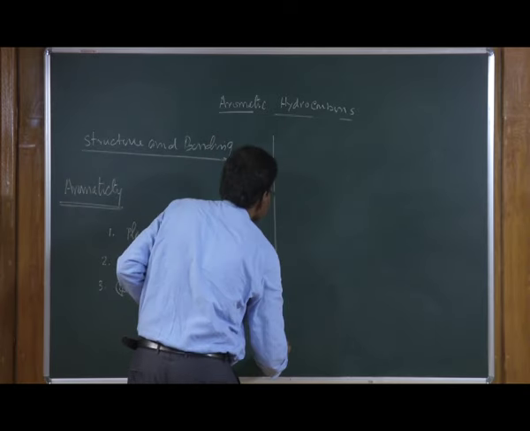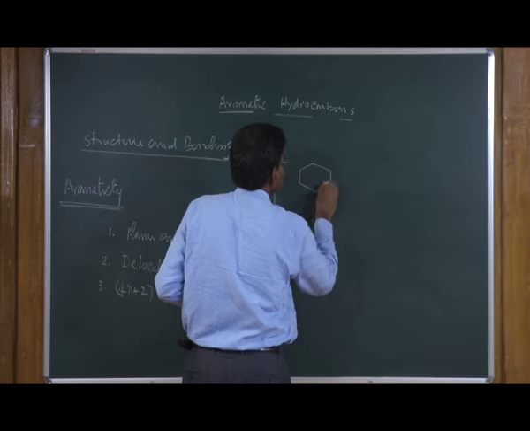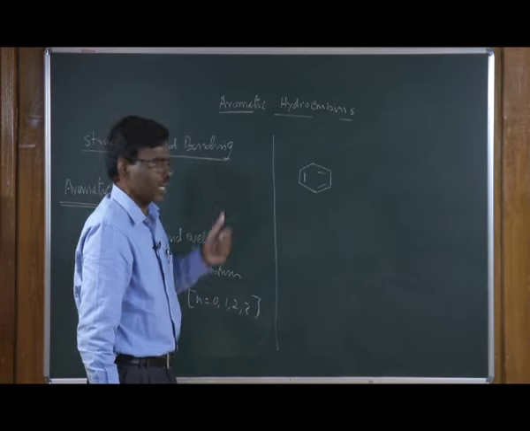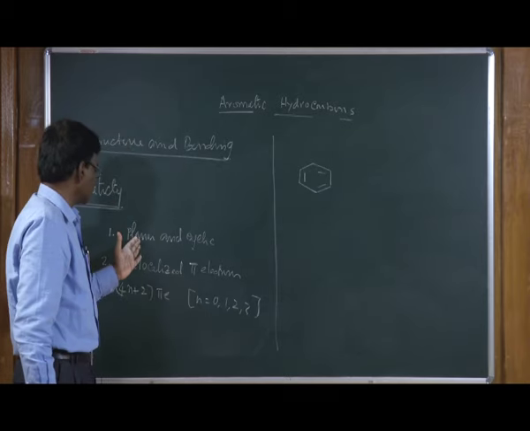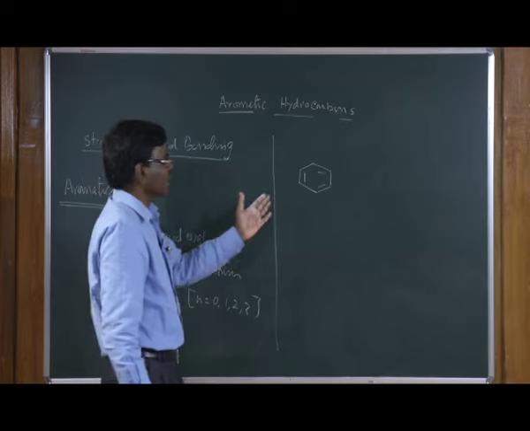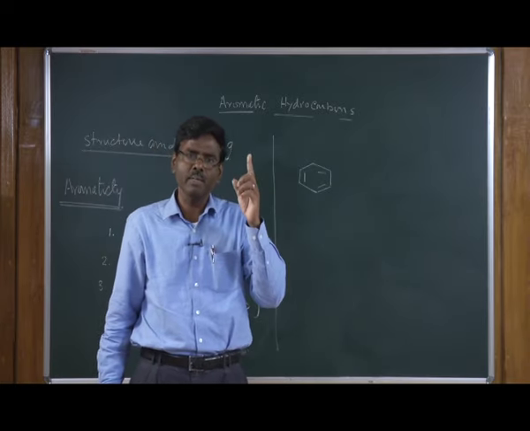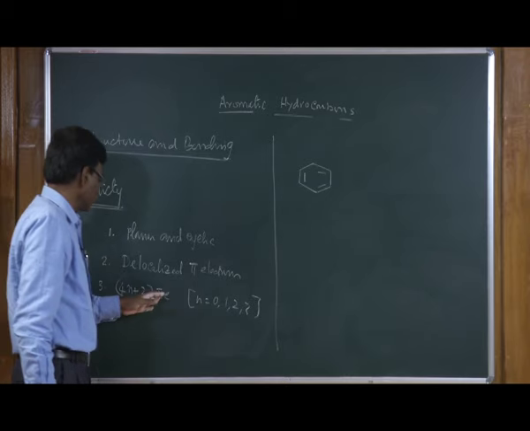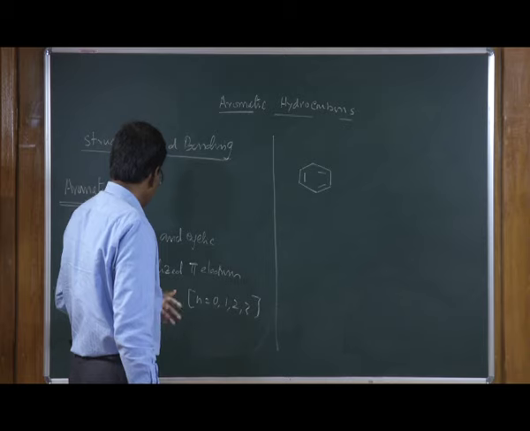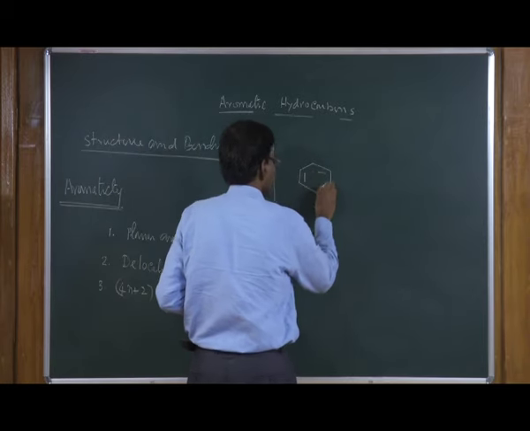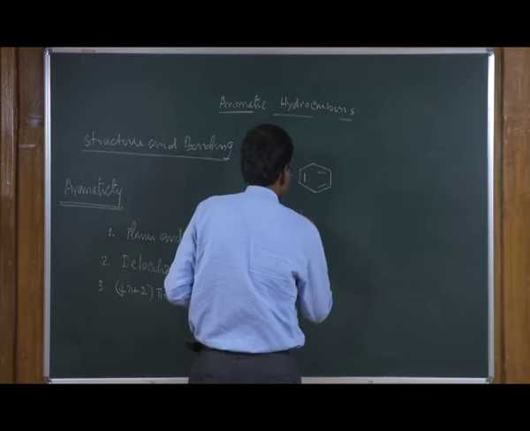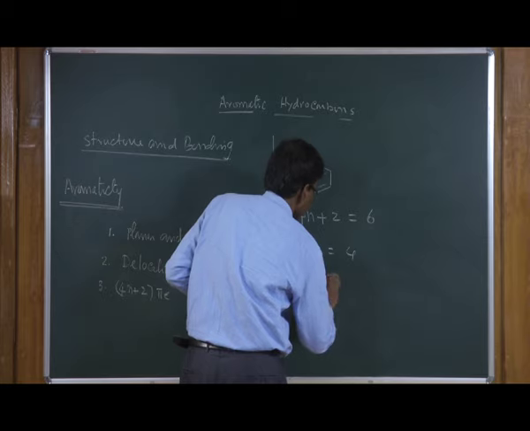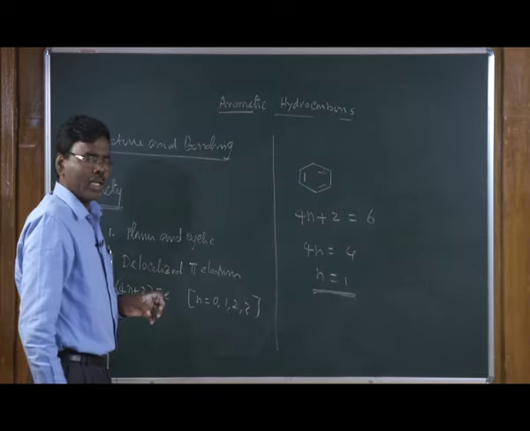For example, let us take benzene. We have just seen benzene as a planar molecule, and it is cyclic as you can see here. So, it satisfies the first one, planar and cyclic. It has delocalized pi electrons: each carbon has one p orbital with one electron, and all 6 electrons are delocalized. Then 4n+2 pi electrons: in this case, you have 6 pi electrons. 4n+2 equals 6, so 4n equals 4, n equals 1. So benzene, with n equal to 1, is aromatic.